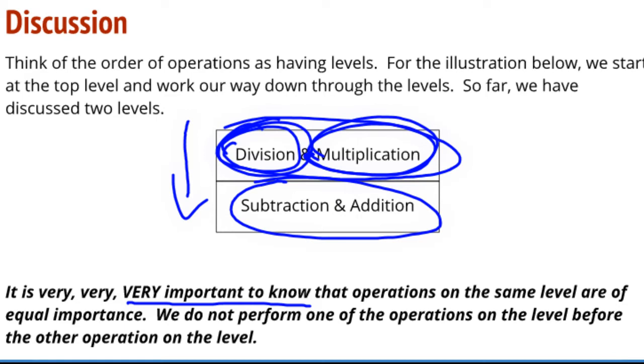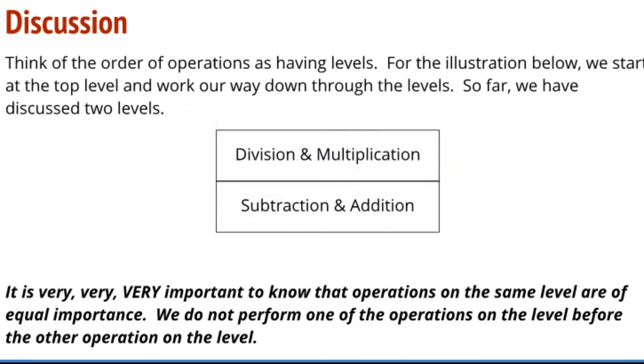We do not perform one of the operations before the other operation on the level. We don't go through and say, I've got to do all the division first and then I've got to do all the multiplication. They're on the same level. So we're going to have a specific phrase that we're going to use to help us remember that neither of them is more important, that they're on the same level. And we'll get to that in a few minutes.